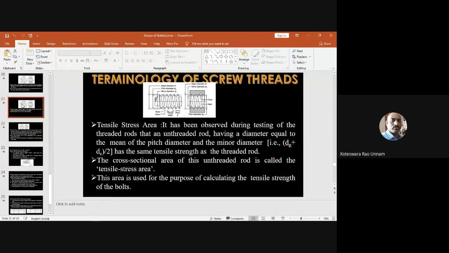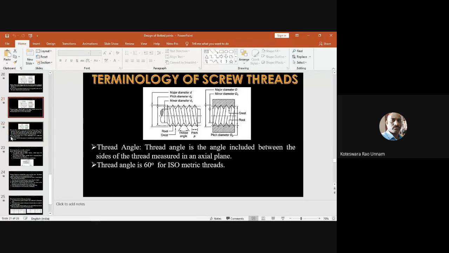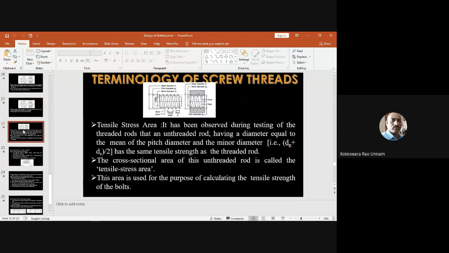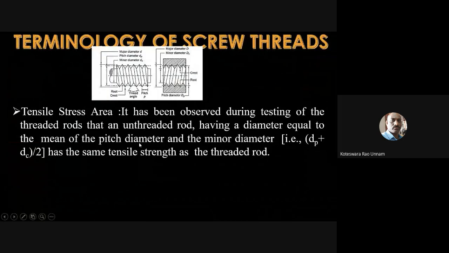Okay, I think last time we discussed up to this point, that is tensile stress area. So we discussed up to this point. This tensile stress area is nothing but the testing of threads of rods: an unthreaded rod having a diameter equal to the mean of the pitch diameter and minor diameter, that is dP plus dC by 2, has the same tensile strength as the threaded rod.